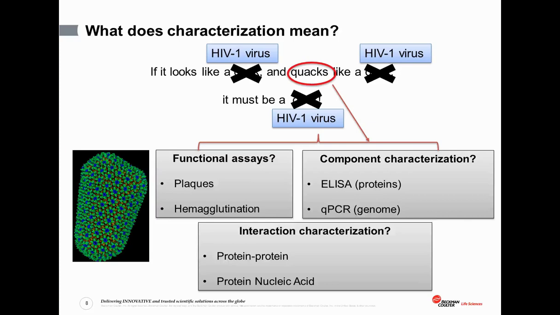The other is you look at the components of the virus. Now, a virus is essentially some form of genetic material, DNA or RNA, and it's usually associated with some form of protein coat. So you would look at the genetic material, the genome, using some form of nucleic acid amplification, perhaps with your PCR experiment, and you would look at the proteins which come along with it by using perhaps Western blot, using an ELISA, using something as simple as an SDS-PAGE. And then it goes beyond functional and component characterization.